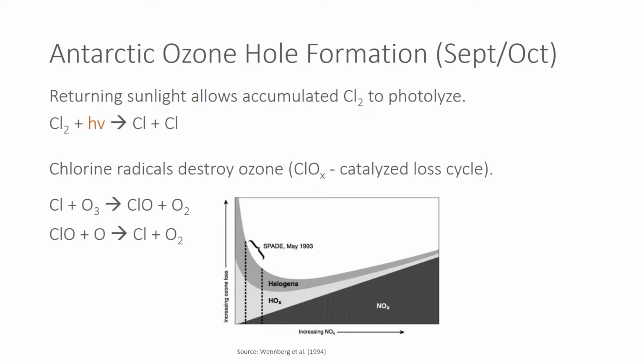Only when the polar vortex breaks up are nitrogen oxides able to mix in, causing chlorine and bromine to convert back to reservoir species. That's when the ozone hole starts to fade away.